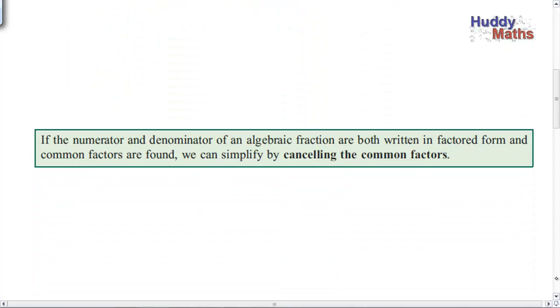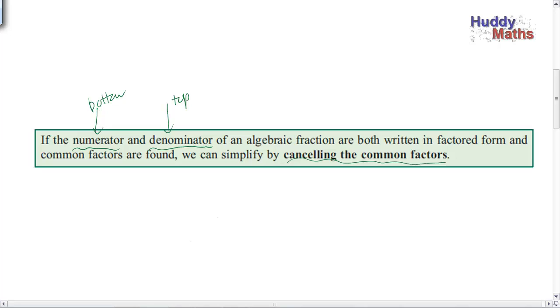And here it is. Here's a summary of what we've just said. You could write this in your notes to remind you: if the numerator and denominator, the big terms that we introduced in the last presentation, the top line and the bottom line of the fraction, are both written in factored form and common factors are found, we can simplify by cancelling the common factors.